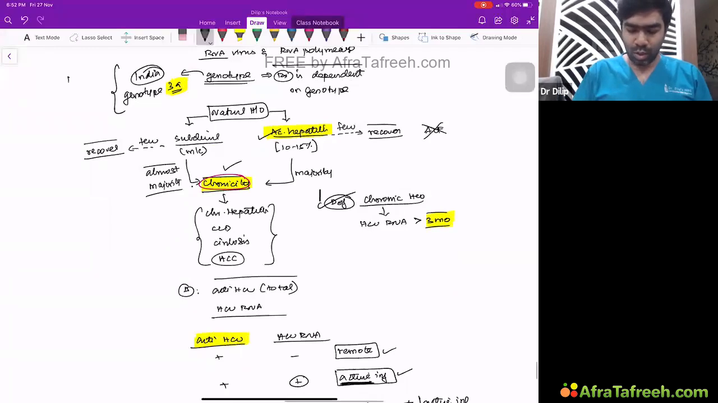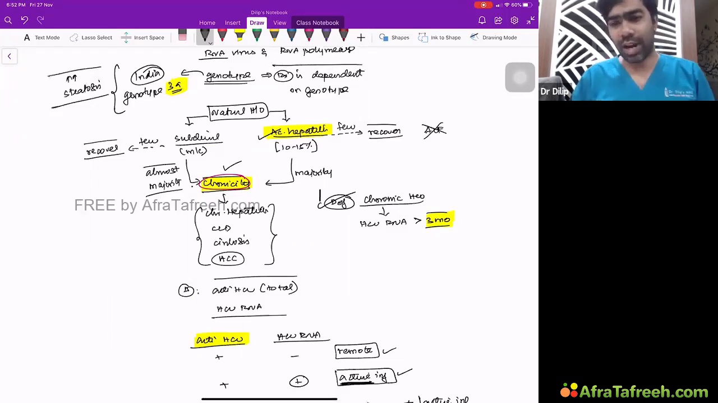Genotype 3A is known to cause excessive amounts of steatosis, too much steatosis. And one of the important reasons for getting a fatty liver is hepatitis C virus. There are many differential diagnoses of fatty liver, not only non-alcoholic fatty liver disease. One of the important ones is hepatitis C virus. In that, genotype 3A is the one that causes the maximum amount of steatosis and steatohepatitis as well.